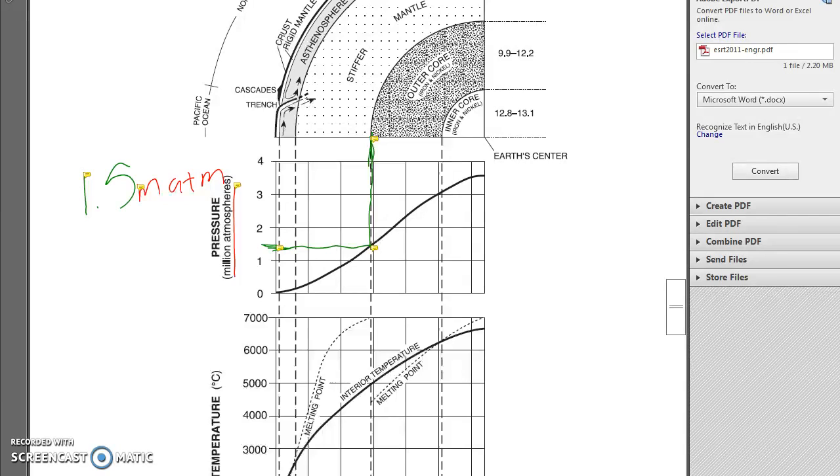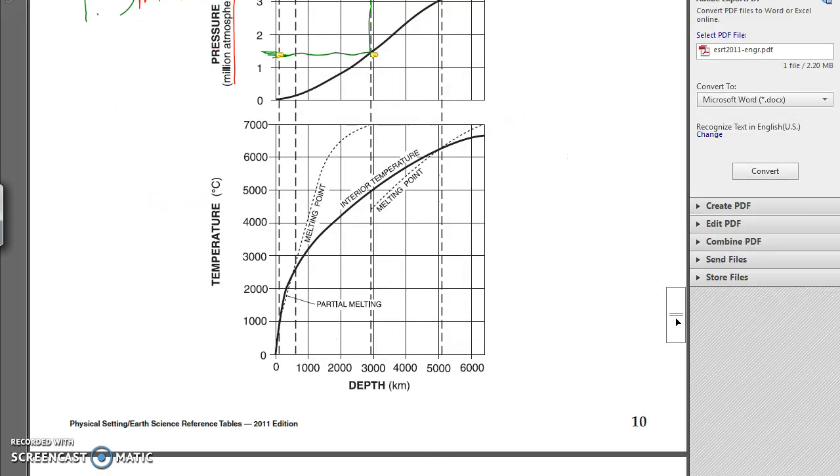Okay, let's try an example for temperature. So we're going to do the same thing with this boundary between the stiffer mantle and outer core, and let's follow it down. So it's represented again by this same dotted line, and then it's going to hit the index curve right about here. Well, we want to know what the temperature is for that, so we're going to follow it over across. Looks to me like it hits just below the 5,000 line. I'm going to call that 4,900. 4,900 what? It says it right here, degrees Celsius. So this is how we get temperature. This is how we get pressure for the different parts of this chart.